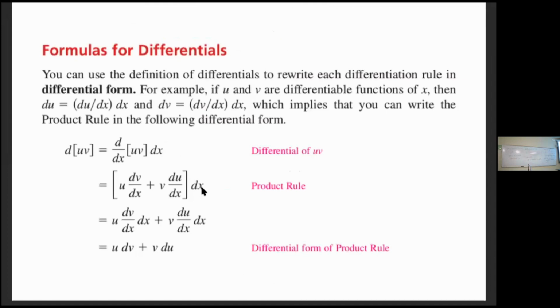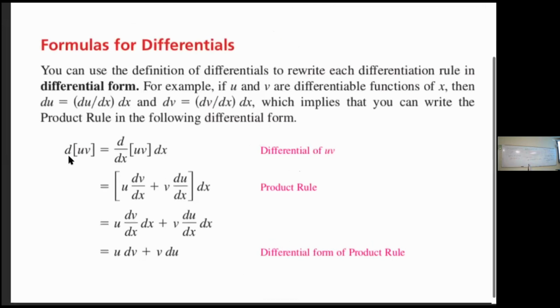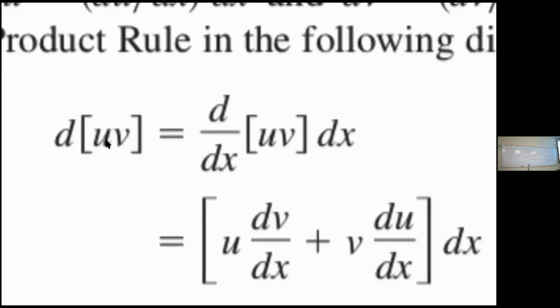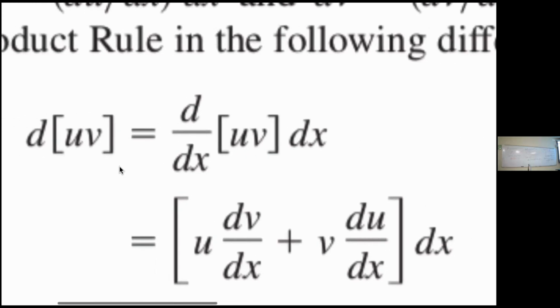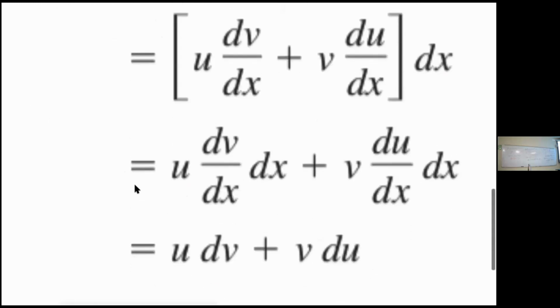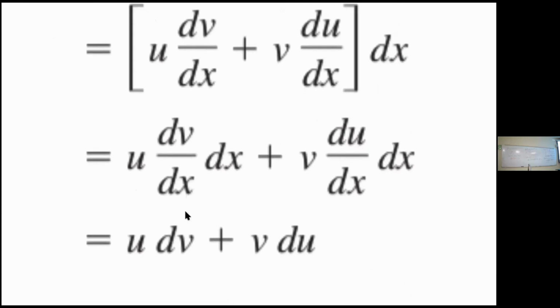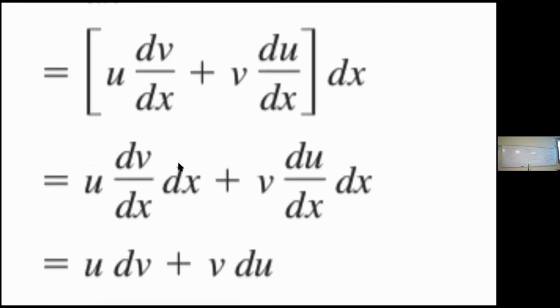Okay, so some things to know about differentials. If you want the differential of two functions multiplied together, uv, then you're going to have to take the derivative of u times v. But this here is just going to be the product rule, right? That's what we're going to apply here. So the differential d of uv, once you apply the product rule, it's going to look like this.